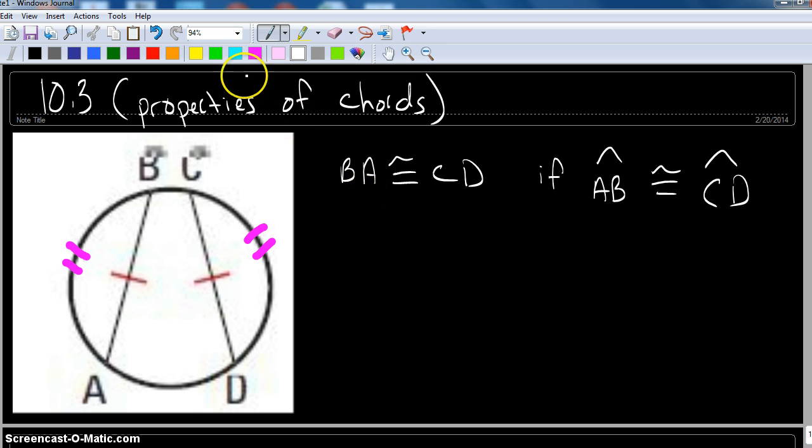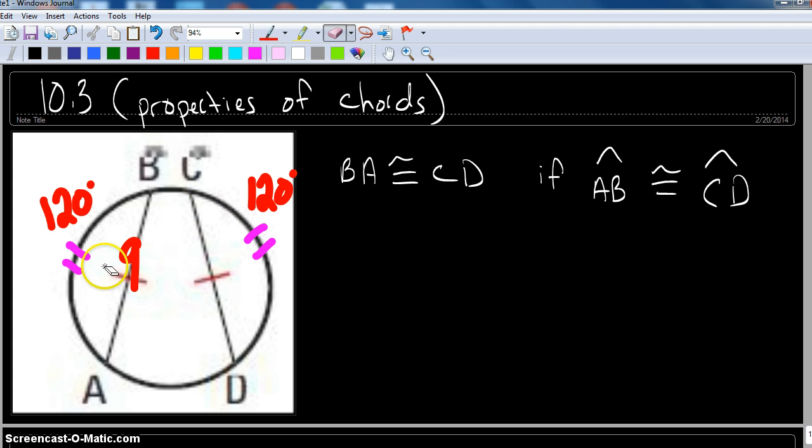They're only going to give you one piece of information. So for example, let's say they give you this chord is 9. This chord is 9. And they say that this arc right here is 120 degrees. How much is this arc? Well, 120, because they're equal. And vice versa.